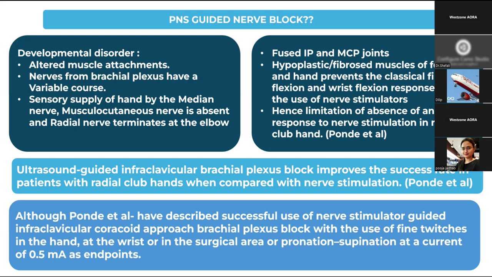And the sensory supply of the hand is by the median nerve, and the musculocutaneous nerve is often absent, and the radial nerve terminates at the elbow. So, an ultrasound guided approach is more beneficial in terms of securing accuracy with the block. But Ponde et al. have also described successful use of nerve stimulator in an infraclavicular coracoid approach by using the endpoint as pronation, supination, or twitches at the surgical area.